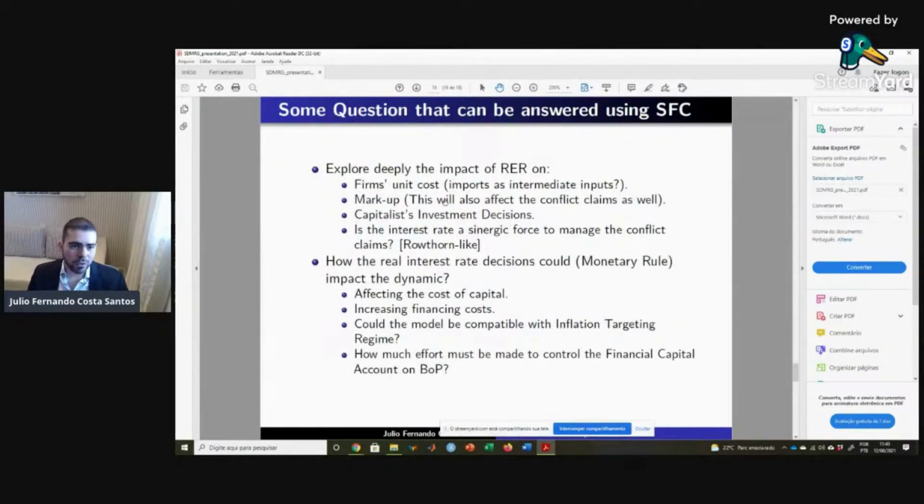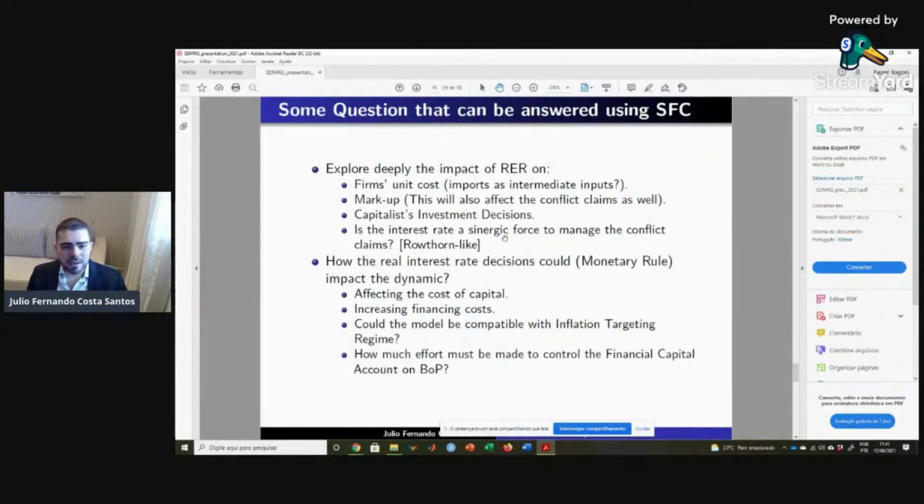So we can explore more deeply the impact of the real exchange rate on the firm's unit costs. We can model imports as an intermediate input. This is very important because when we try to devalue the real exchange rate, we have impacts over the markup, but we also have a cost impact over the intermediate inputs. So we can analyze this in more detail. We also have an impact on the markup, and we can impact the capitalists' investment decisions.